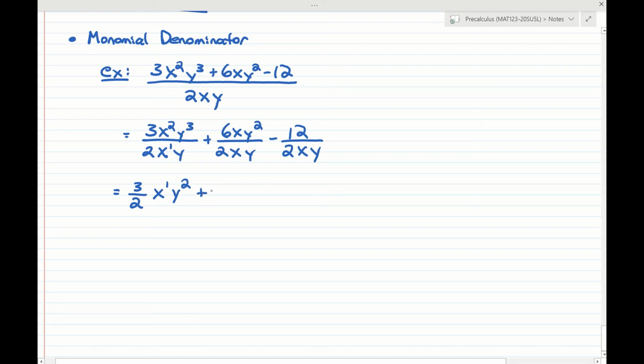Moving forward, 6 divided by 2 is 3. 1 minus 1, remember we're dividing using the quotient property, is just x to the 0, which is just 1. So I mean these really just cancel. And then we get y to the first, minus, well, 12 divided by 2 is 6, but we don't really have anything on top with the x and the y. I mean, you could put x to the 0 and y to the 0 if you want, but 0 minus 1 is just negative 1. 0 minus 1 again is just negative 1. So let's clean this up.